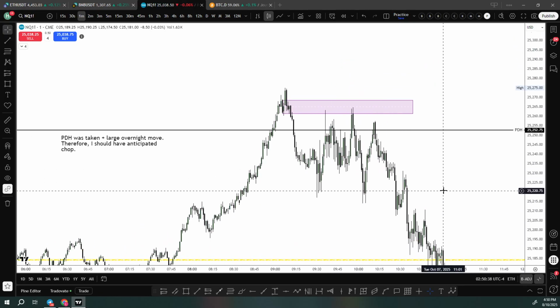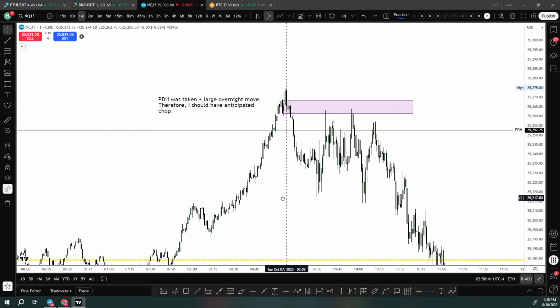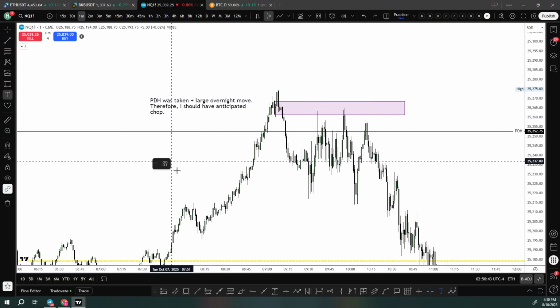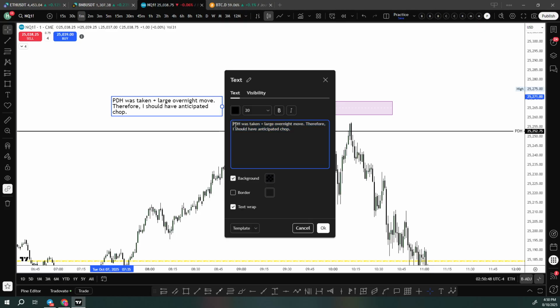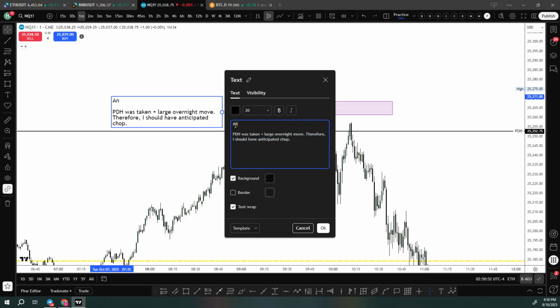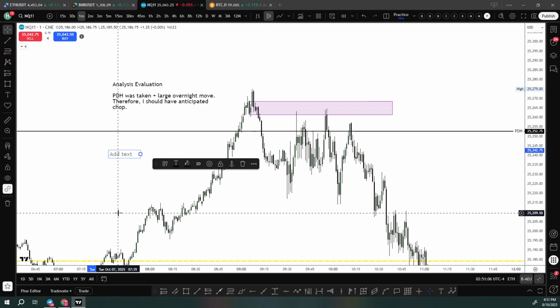Okay. These are my price action mistakes. Two, this is sort of analysis evaluation, I'll call that. Two, all right, I'm going to go emotional, I'll say discipline evaluation.